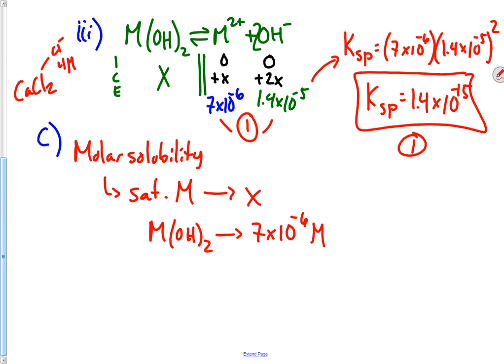So Ca would have 2 molar, and Cl would be 4 molar because it's 2 each. So this whole thing would have a molar solubility of 2 molar. So that's where the X kind of comes into play. So what we need to do is find the other one.